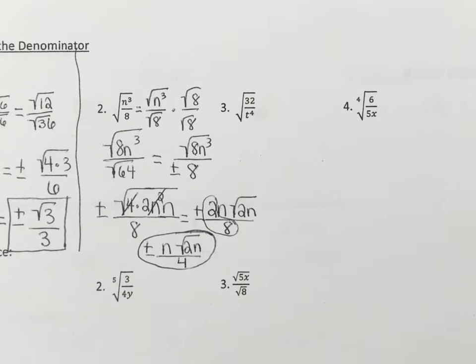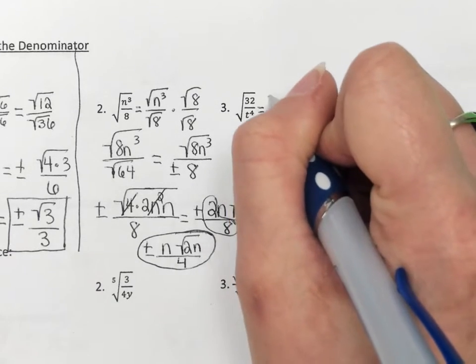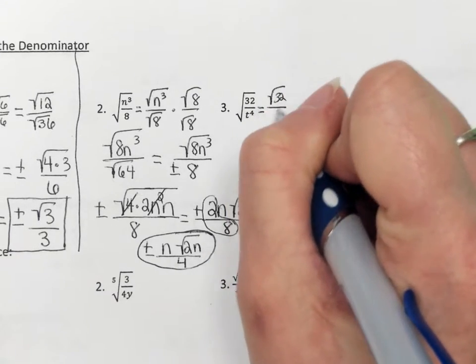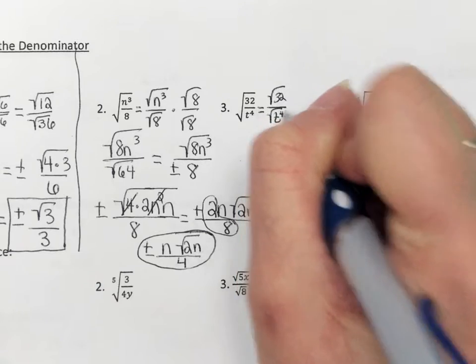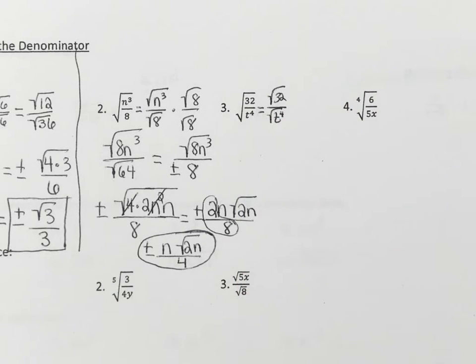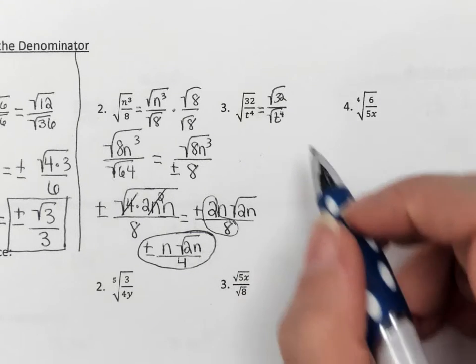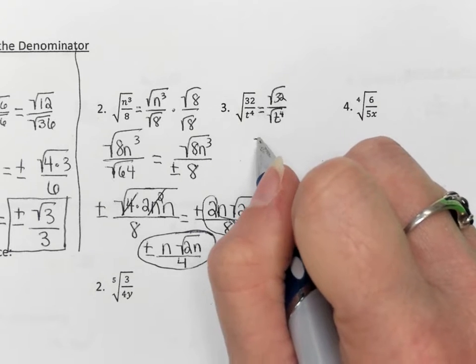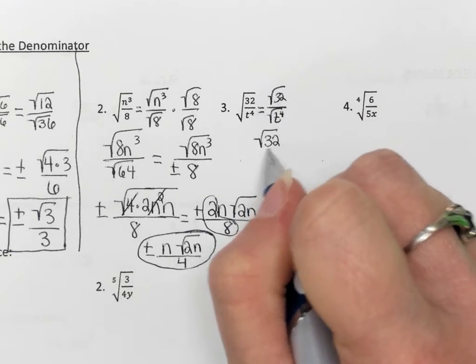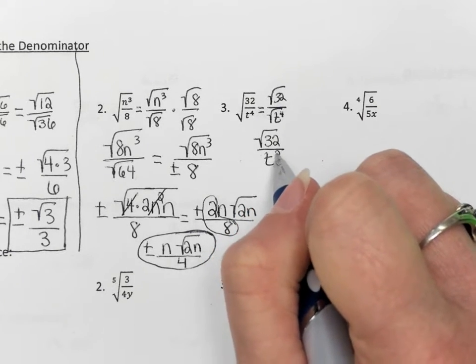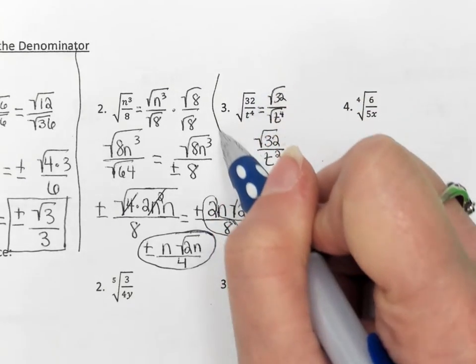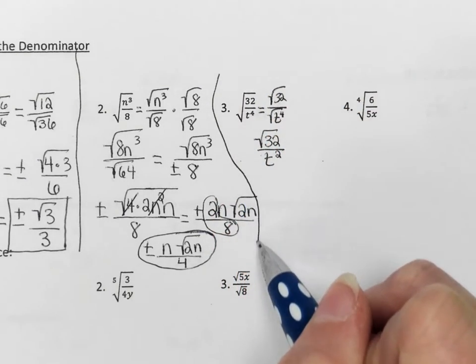Here we go. What's wrong? Square root in the bottom. The t to the fourth can just come out as t to the second. Very good. Well, that makes my life a little bit easier, right? I don't always have to rationalize if I can simplify first.